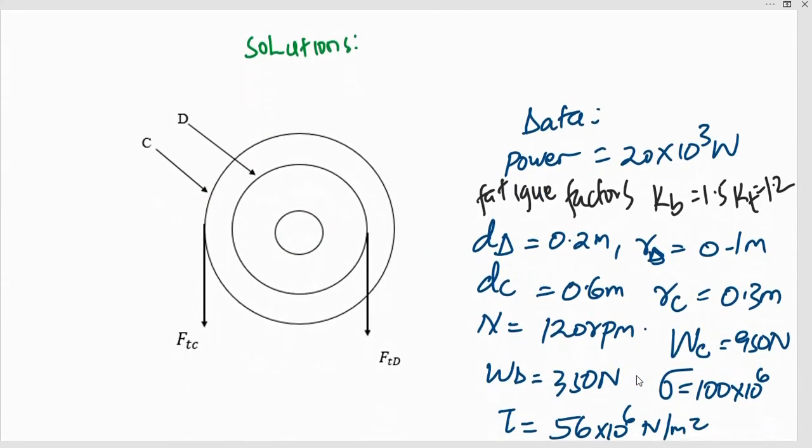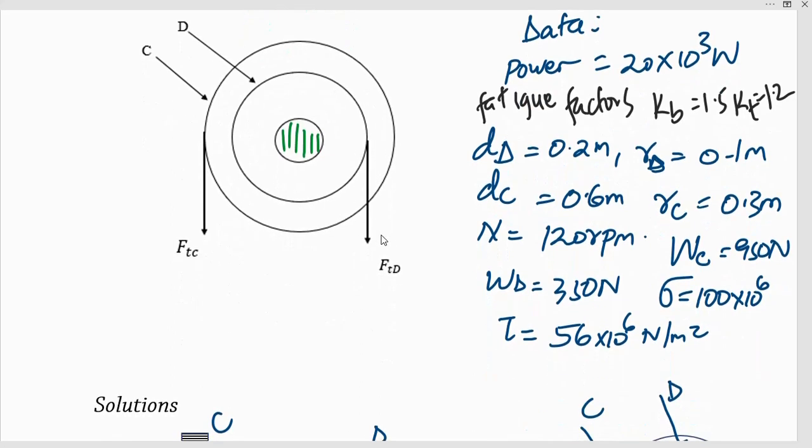When I look at the shaft from the side of gear D, I will see two circles, three circles actually. One shows the cross-sectional area of the shaft. Then I will see the smaller circle and a bigger circle to represent gear C. Then the tangential forces or the tooth pressures are acting vertically downwards, and that one of C is FTC, that one of D is FTD.